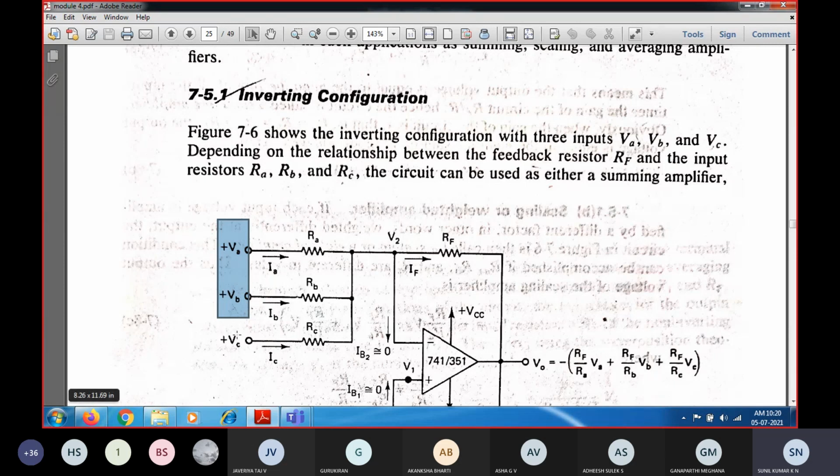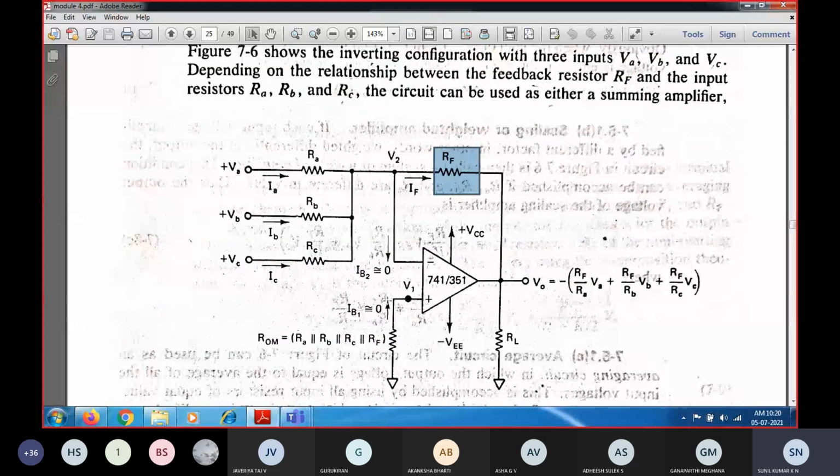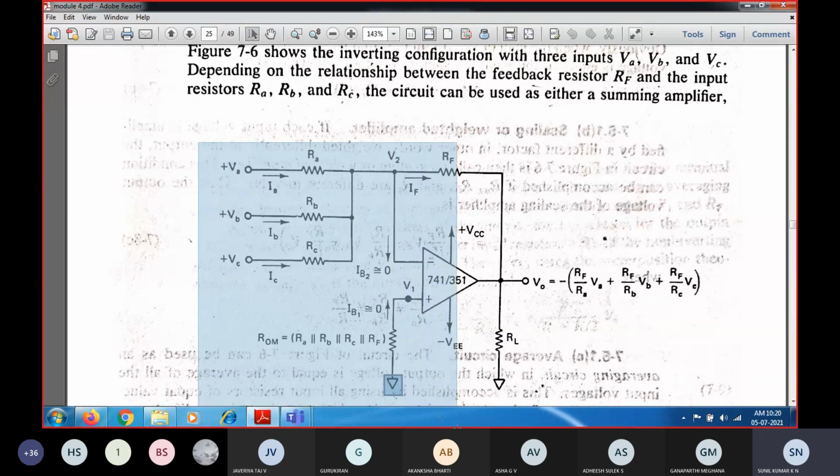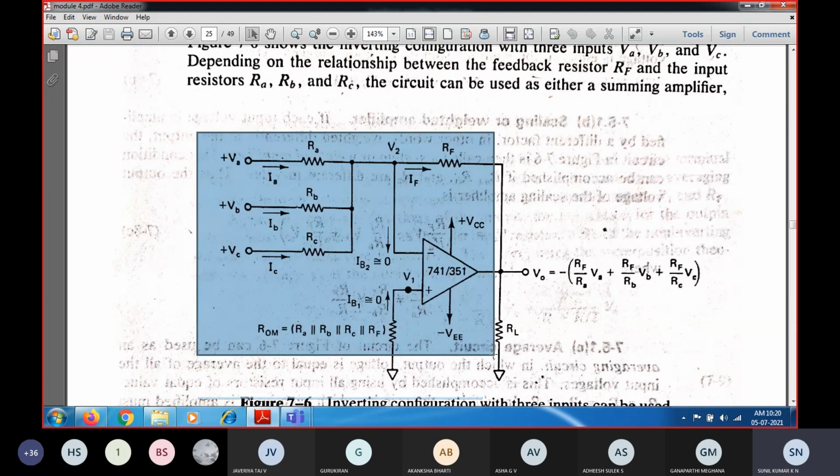So these are the three different voltage sources which have been applied to the inverting terminal. You can see VA, VB, VC have been connected together and connected to the inverting terminal. RF is the feedback resistance, from the output to the inverting terminal, and the non-inverting terminal is connected to ground through a resistance. So this entire configuration is called the inverting amplifier configuration.